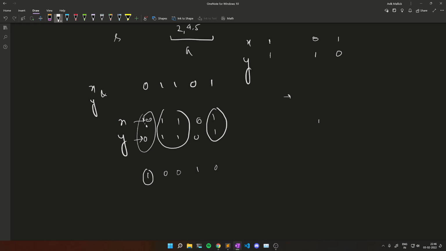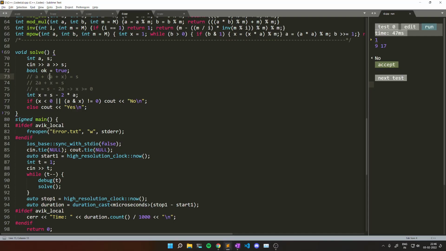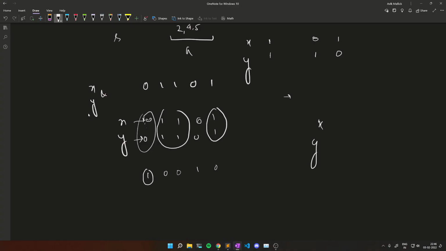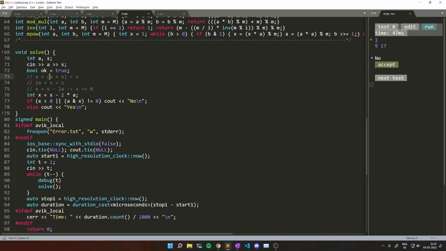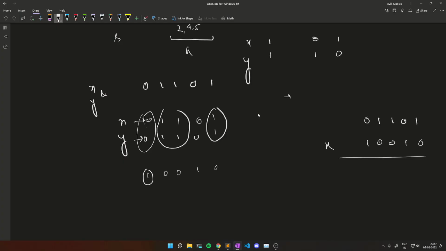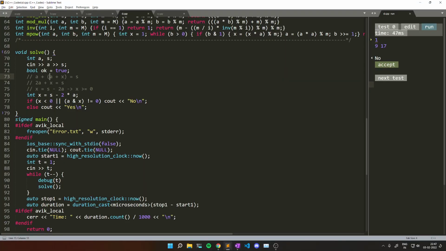So if I take the AND of a and x, I have taken the number 0 1 1 0 1, this is one value, and the other value, 1 0 0 1 0, is another number. It's not x, it is the extra number which we need. These two numbers cannot have set bits at the same position, so we check if the AND of these two numbers is equal to 0, which means there is no common set bit. Then the answer exists, otherwise it does not exist.